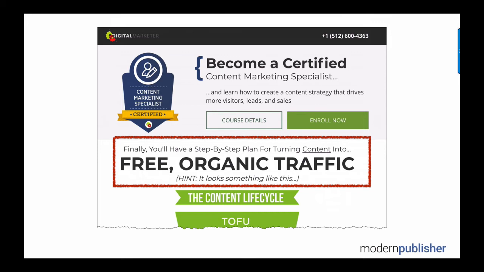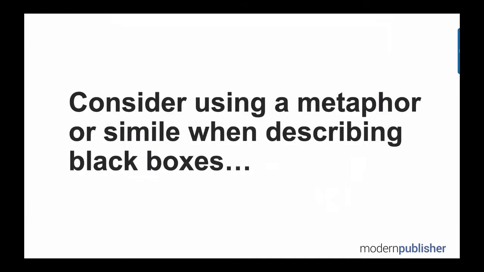Well, ask yourself this. If someone attends your event or takes your coaching package or goes to your mastermind or reads your book or whatever it is, what will they have after they drink your potion that they don't have now? Consider using a metaphor or a simile when describing black boxes.